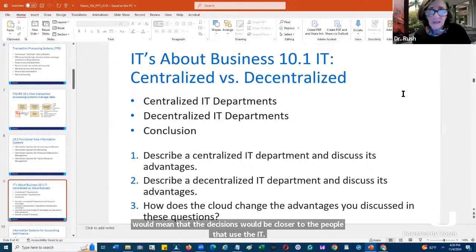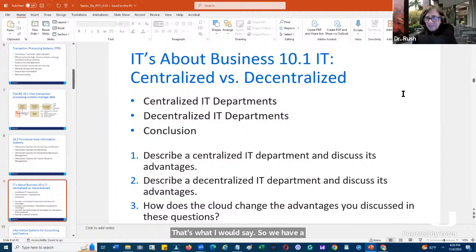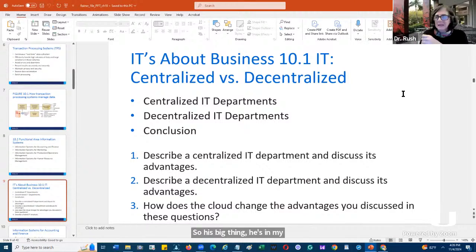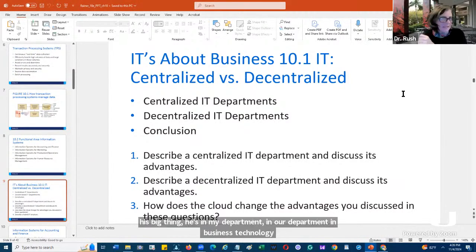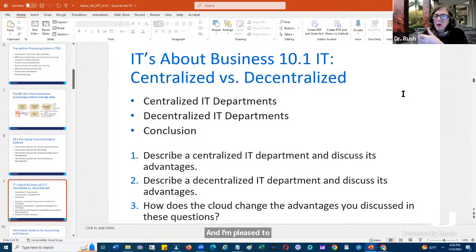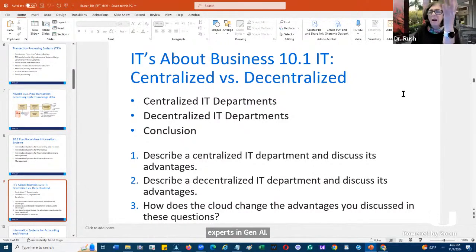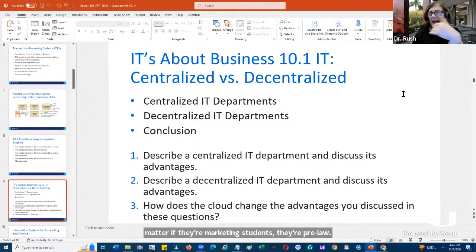So we have a new dean, Clark. Did you hear about him? He's in my department, in business technology. And I'm pleased to say his outlook on computing is similar to mine, in that he thinks AI should be everywhere, and we should be teaching our students to be experts in Gen AI. No matter if they're marketing students or pre-law, he's with me that it will help us in jobs, and we really can work it through.